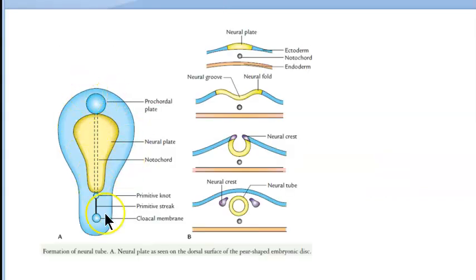So try to draw this diagram, at least some diagram, like you draw like this and you show the primitive streak, primitive knot, Hensen's knot. From that you show the notochord towards this prochordal plate.